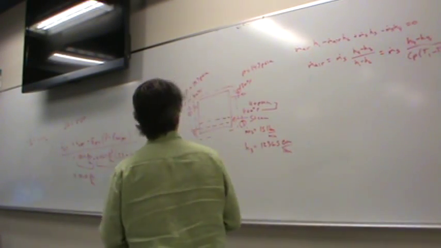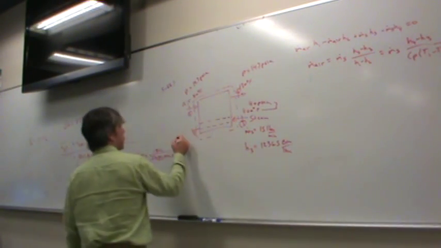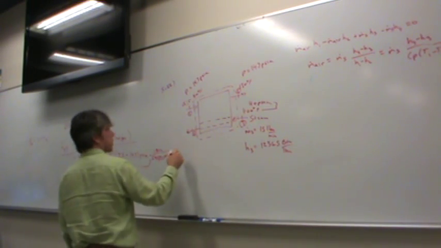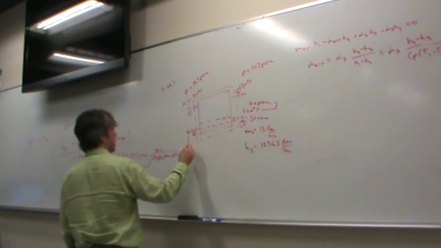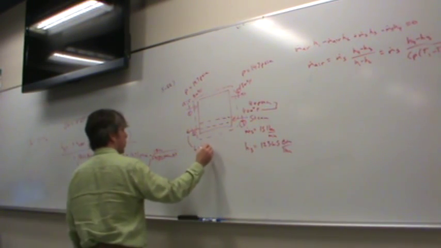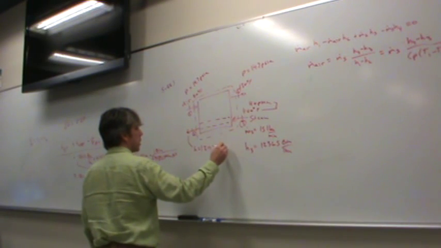Okay, anyway, let's finish off our problem. Finally, we've got the enthalpy of the steam coming out. And notice it's coming out as a subcooled liquid. So its enthalpy is, we've got it right here, 180.23 BTUs per pound mass.